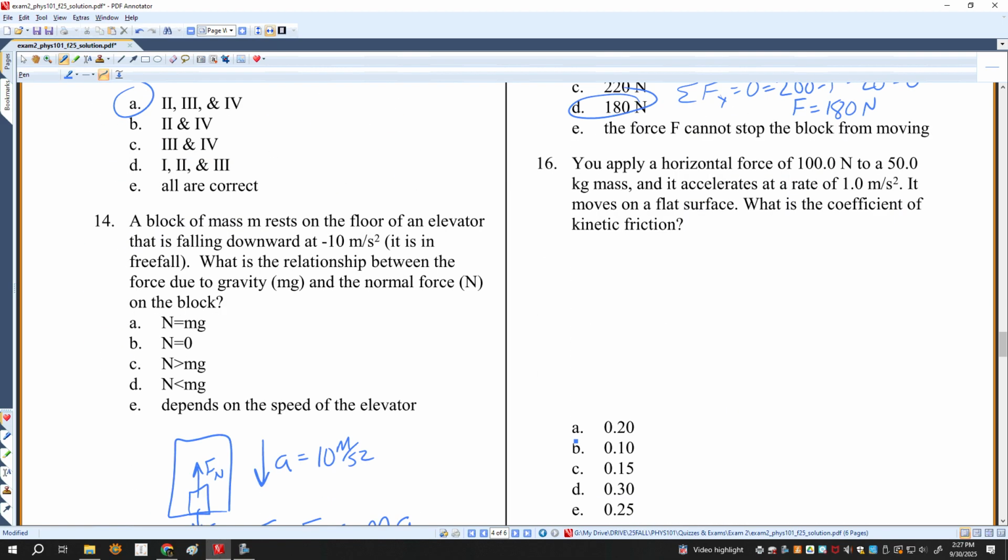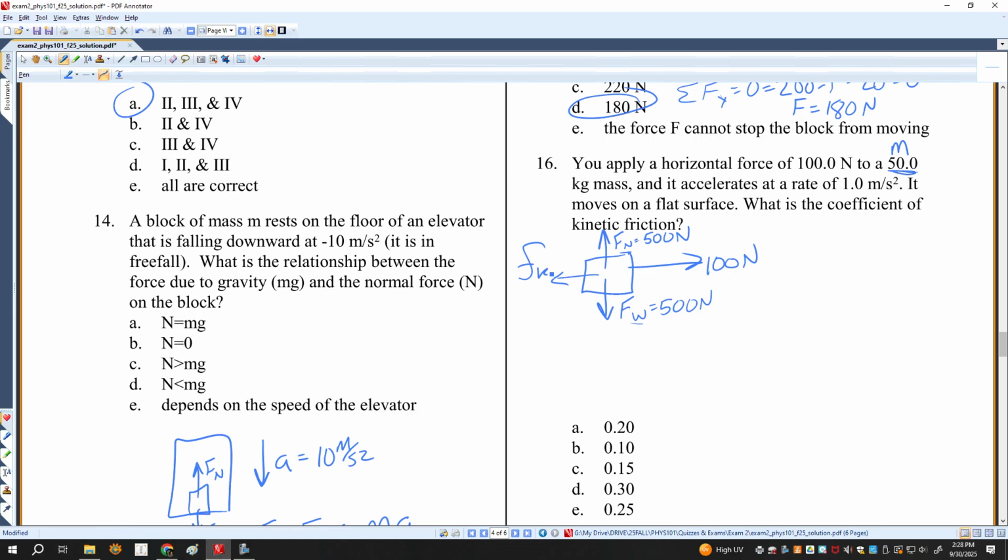All right, let's see. Apply a horizontal force to a 50 kilogram mass and it accelerates at this rate. Let's draw a picture. I get this 500 newtons because it's a 50 kilogram mass. That's the mass. So the weight is 500 newtons. And I have a normal force, F_n, that's also equal to 500 because there are no other vertical forces. I know these two forces have to be equal. And then there's also a kinetic frictional force.